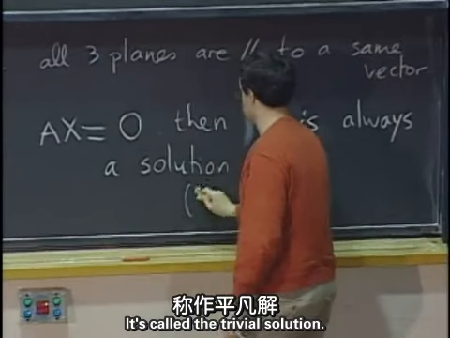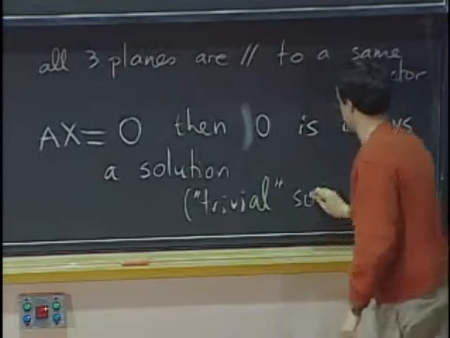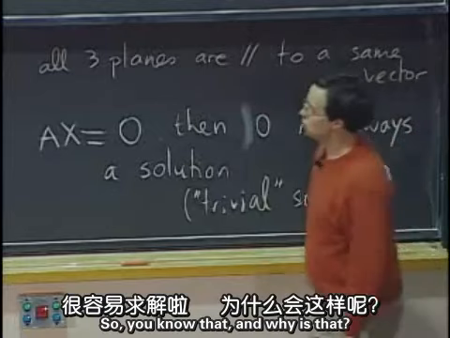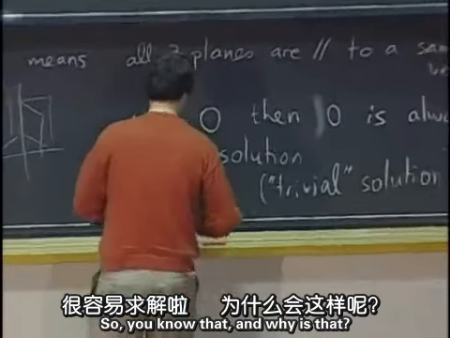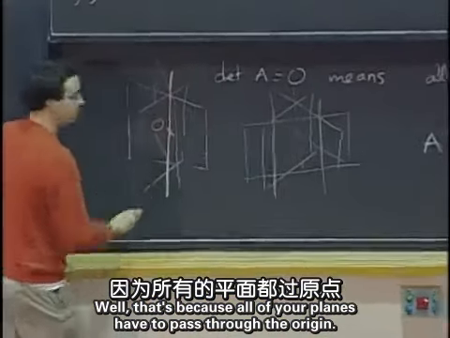It's called the trivial solution. It's the obvious one if you want. So you know that, and why is that? Well, that's because all of your planes have to pass through the origin.